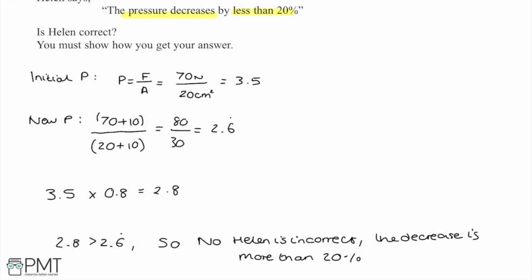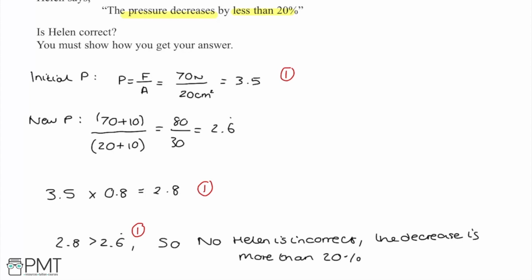As for how the marks are awarded, the first mark is for calculating the initial pressure or the new pressure, one or the other. And then the second mark is going to be for a more complete process to make this comparison. So this step here, multiplying it by 0.8 to find 80%. And then the final mark is for this correct conclusion, so working with these two values here, and then coming to this correct conclusion gains us the third mark, as long as we've supported the conclusion with these values.